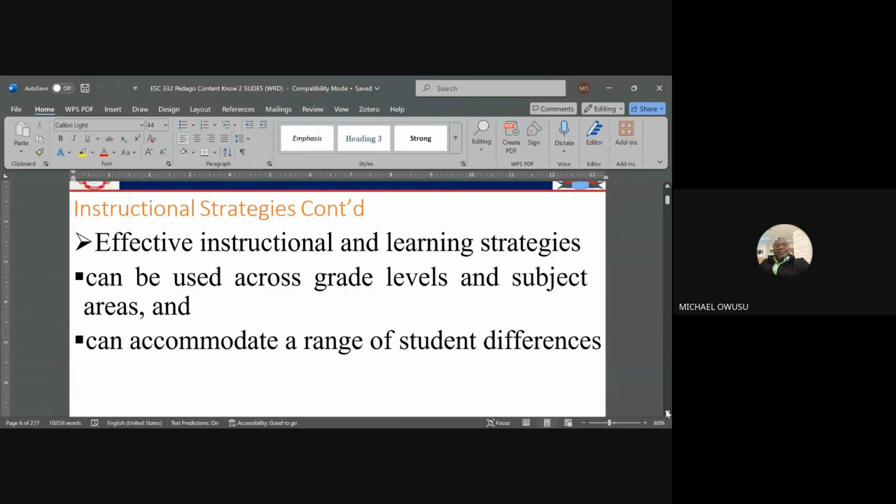So it means that effective instructional strategies, those who are talking, please make sure your mics are off.